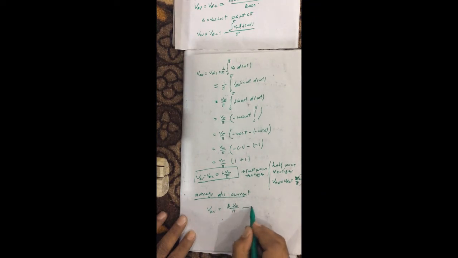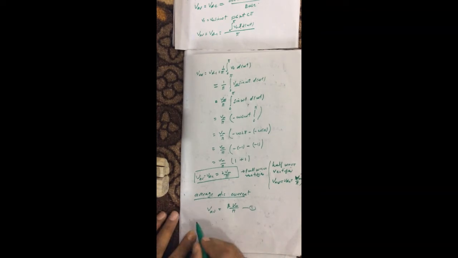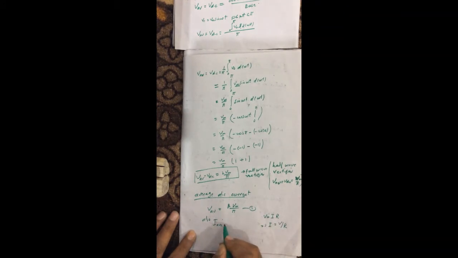Let's say this is equation 1. Also we know from Ohm's law, V is equal to IR. This implies that I is equal to V over R. So I average, which is the DC current, IDC, is equal to V average divided by RL, where R is the load resistance.